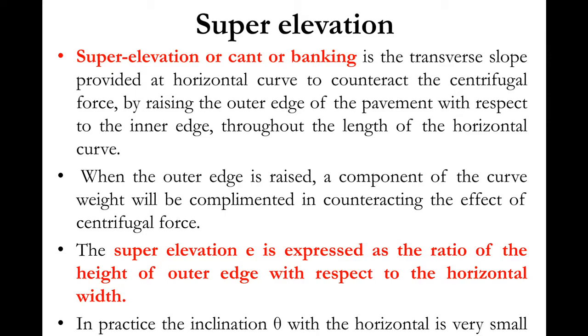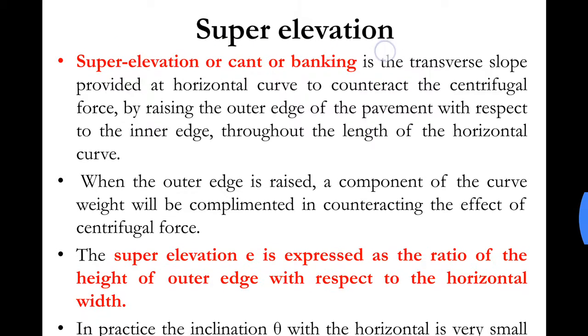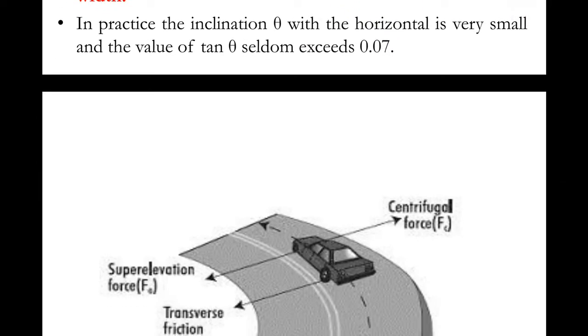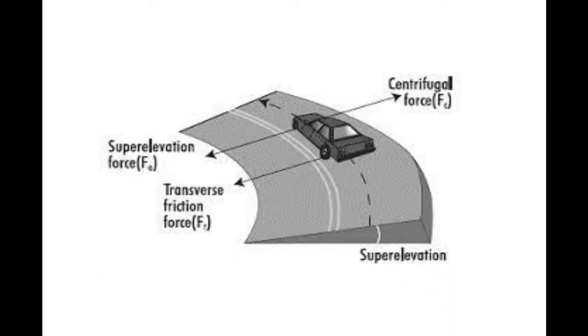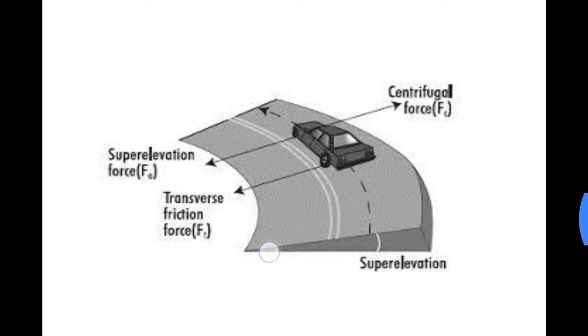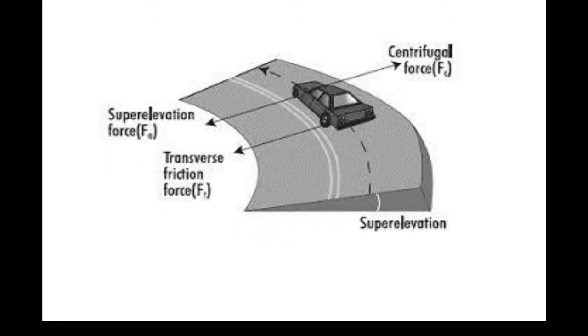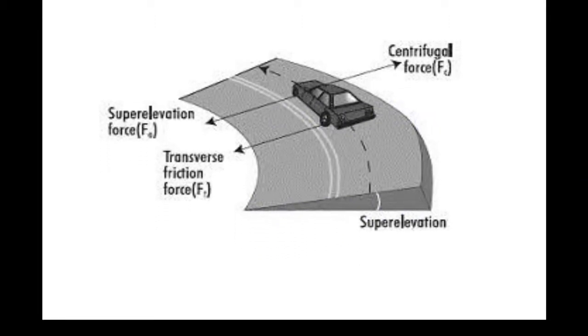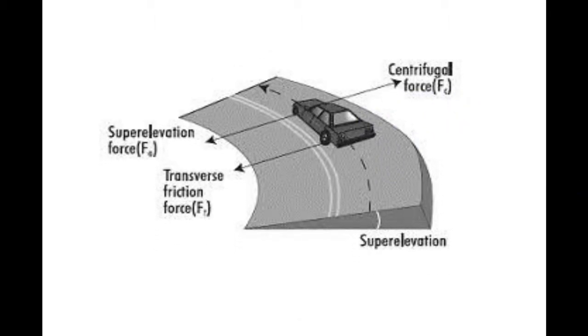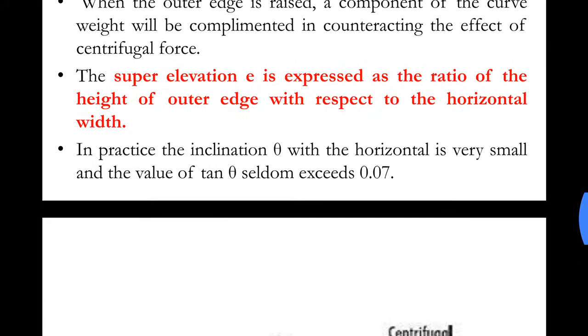We'll now move ahead to the next geometrical element, that is super elevation. By now, in my previous discussions, we already know what super elevation is. Super elevation is nothing but the raising of the outer edge of the road with respect to the inner edge on a horizontal curve in order to counteract the centrifugal force. Okay. Now we will discuss this in detail.